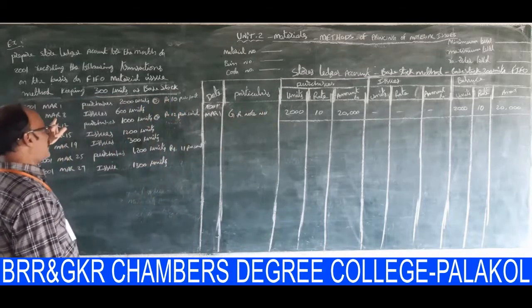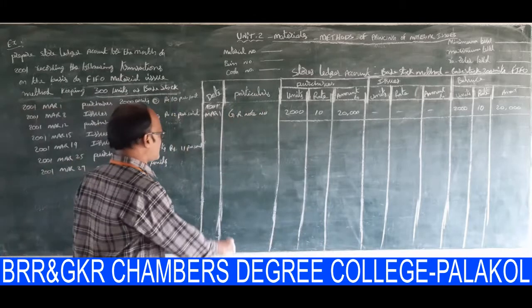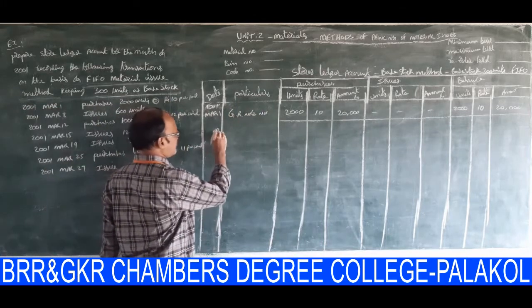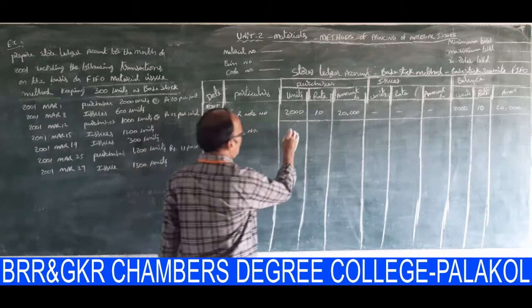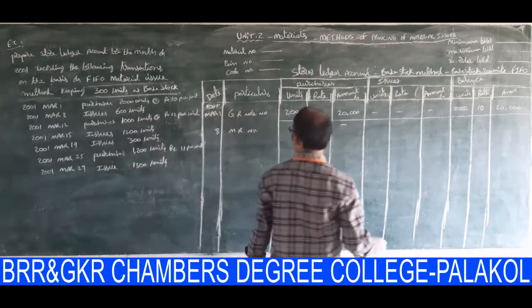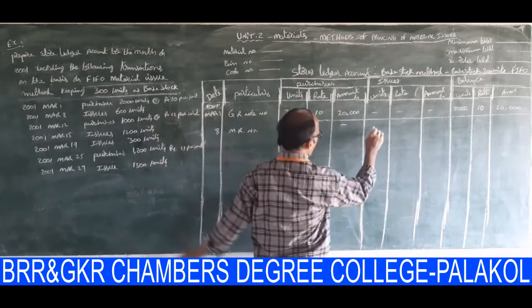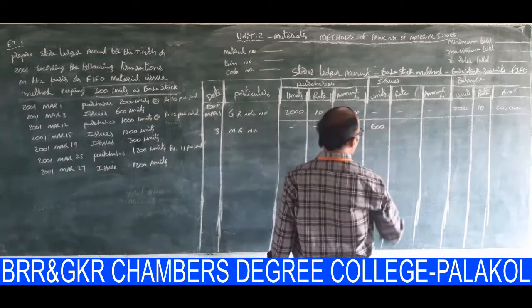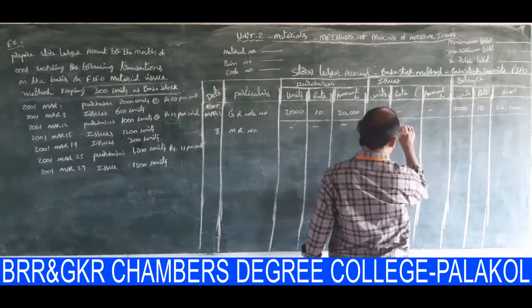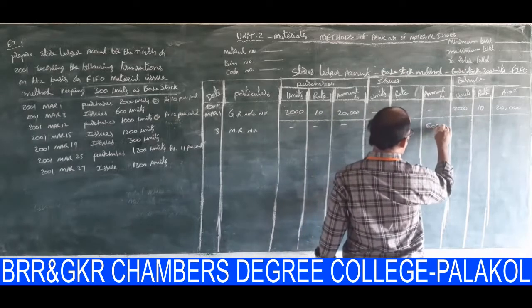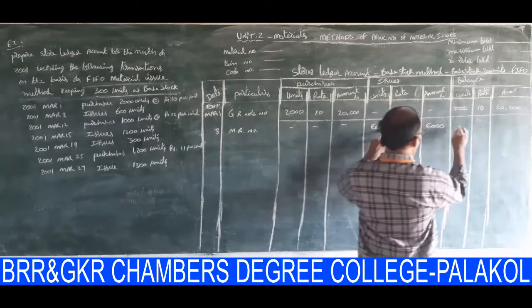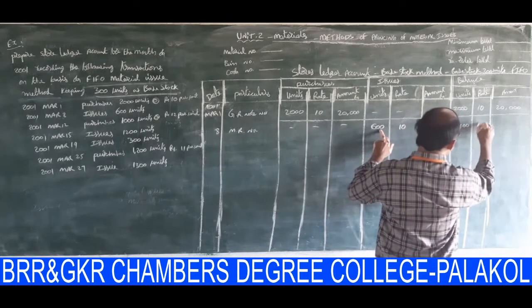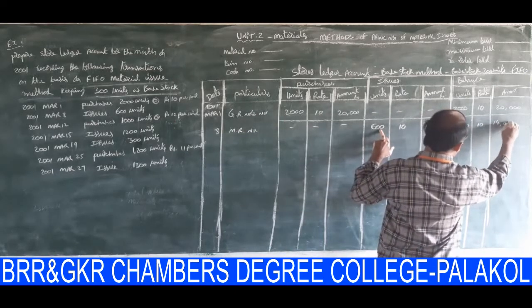Next one, March 8th, issues 600 units. MR number, how many units? Wanted to issue 600 units. No problem for base stock. 600 into 10, 6000. 2000 minus 600, 1400. 1400 into 10, 14,000.